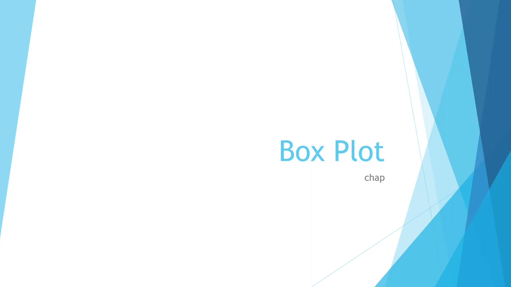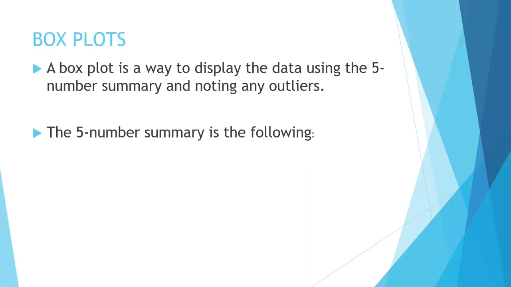Let's look at the box plot. A box plot is a way to display the data using the 5-number summary and noting any outliers. The 5-number summary is the following: the minimum, Q1 or the first quartile, the median, Q3 or the third quartile, and the maximum. So the 5-number summary is the minimum, Q1, the median, Q3, and the maximum.